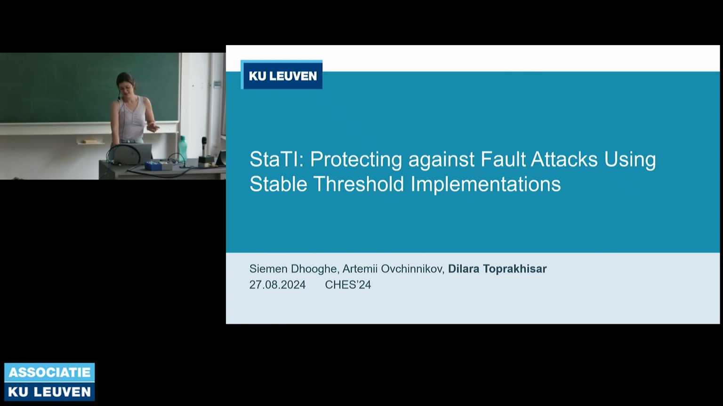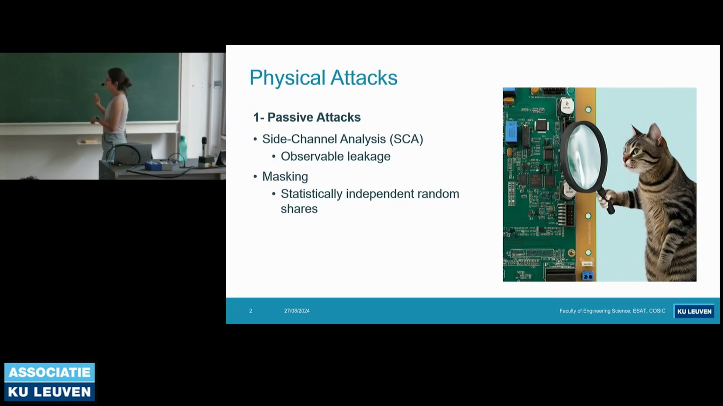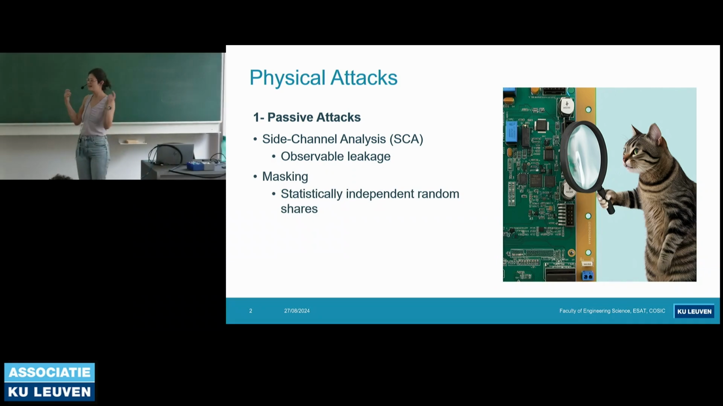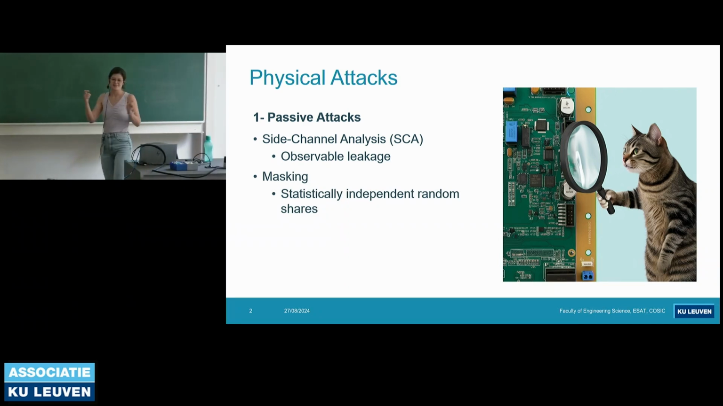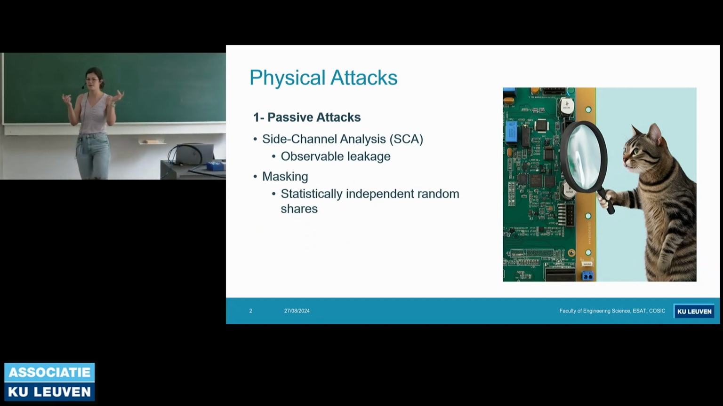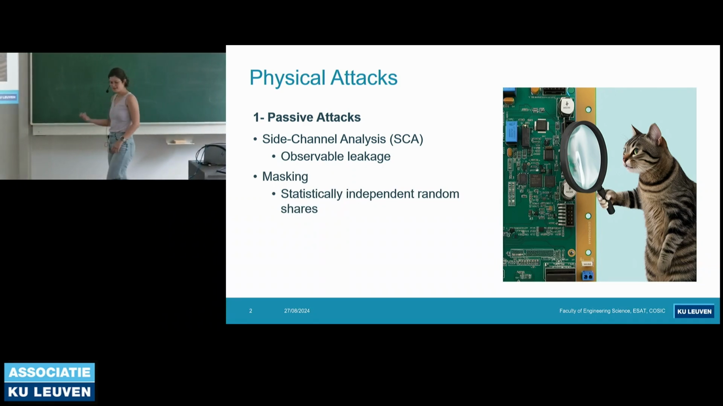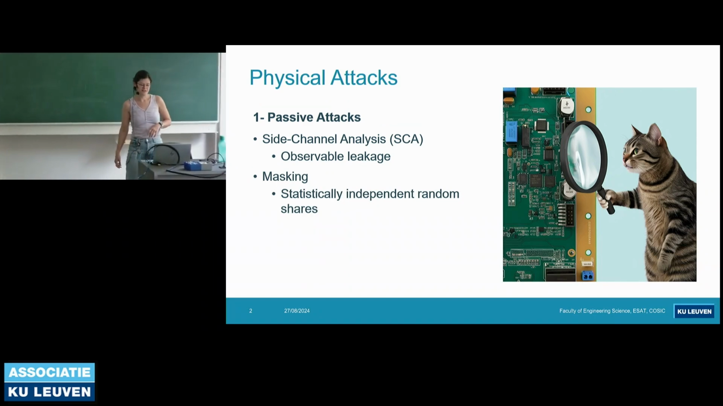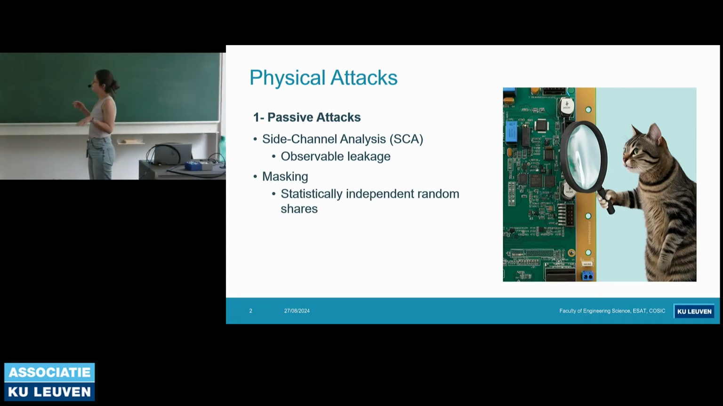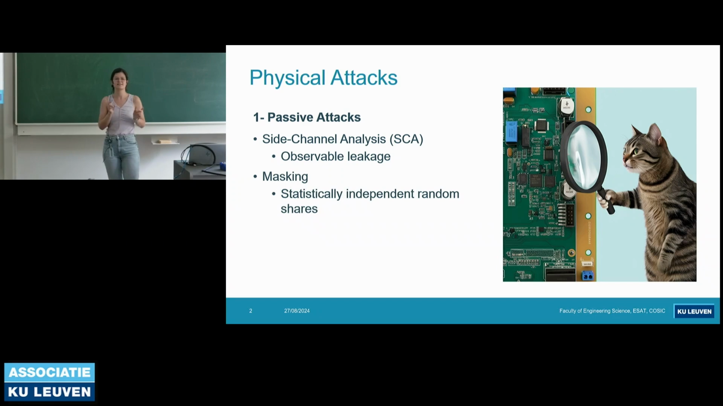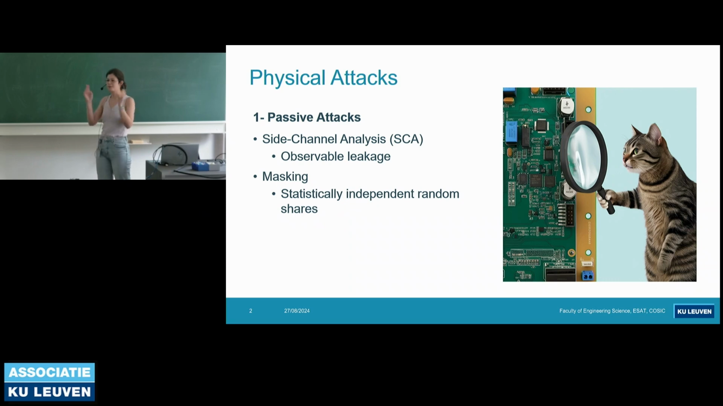So that being said, I'm going to start with, of course, physical attacks. The first category is the passive attacks, and this is the well-known side channel analysis. In side channel analysis, the adversary is exploiting the observable leakage arising from the implementations, such as timing or power consumption of the implementation. And masking is the most well-known countermeasure against side channel analysis. In masking, the secret data is split into a number of shares, which are statistically independent from each other. So what happens is, if an adversary observes all but one shares of the implementation, then they get no information regarding the secret input.